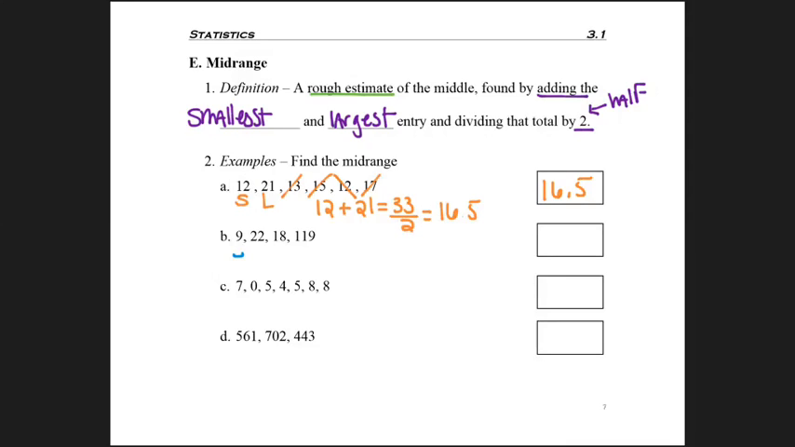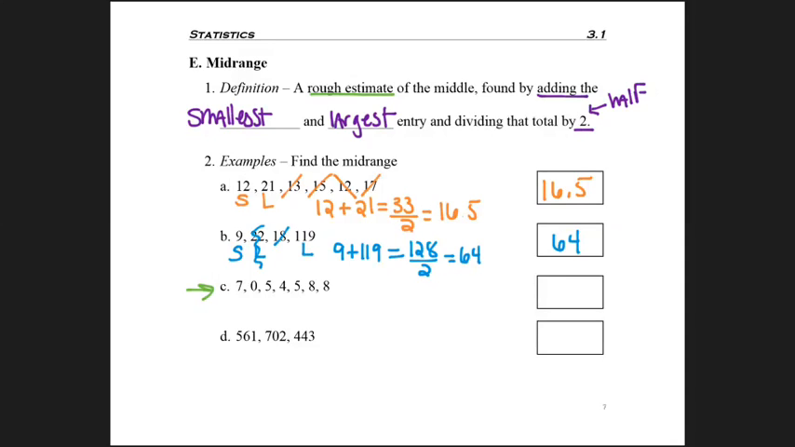Let's see, 9 is small, that S never comes out. 9 is small, 22 is large, 18 is not smaller or larger. Ooh, 19, whoops, I crossed it off. 19 is larger, so I need to knock out the smallest. So I'm adding 9 to 119. I get a total of 128. I divide by 2 to get halfway through that value, and I get 64. So 64 is not the median, but it's the mid-range. And then this process continues.